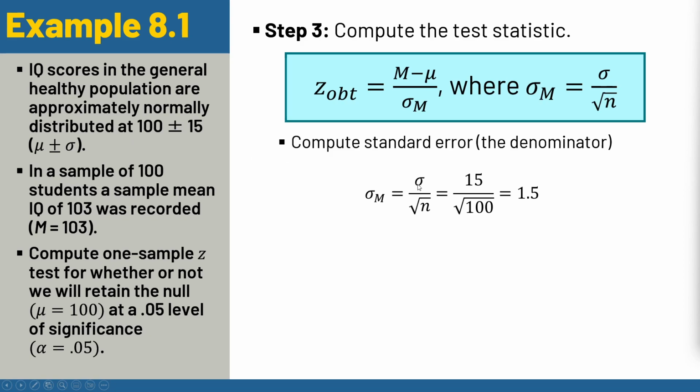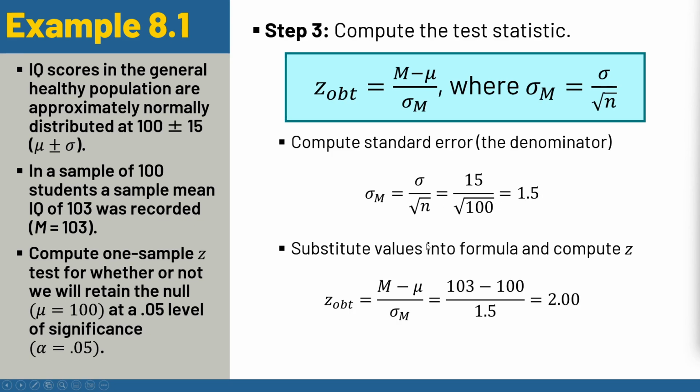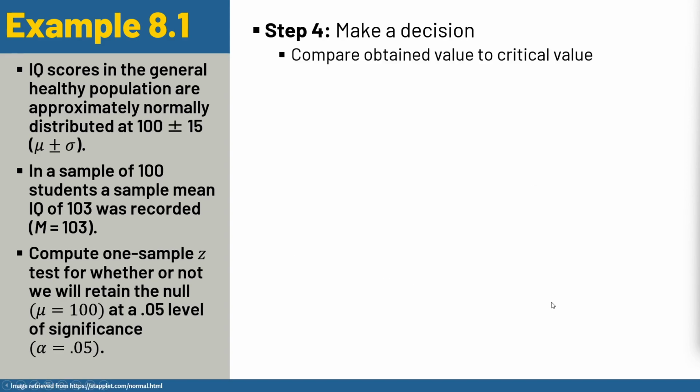So here the population standard deviation is 15. The sample size was 100. I didn't explicitly write it, but n equals 100 based off the description. So this is going to be 15 divided by 10, which is 1.5. And so now we have our denominator for our z formula. We'll plug that in, our sample mean, our population mean, and the standard error, and we get a z obtained of 2.